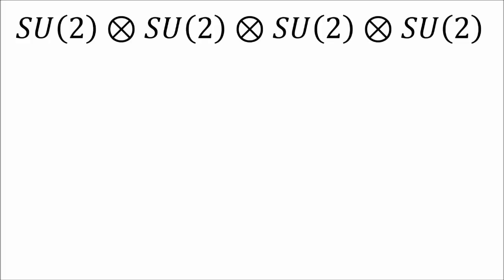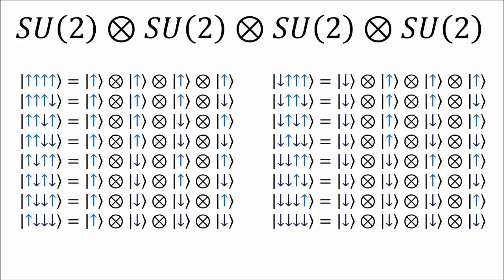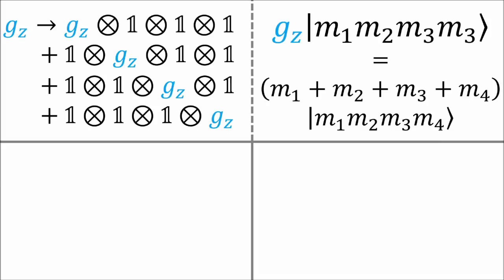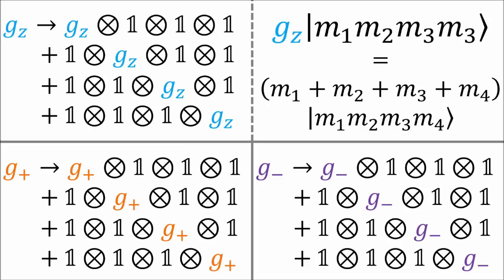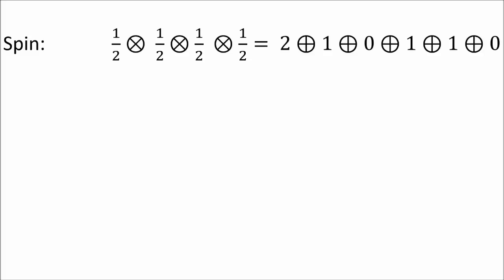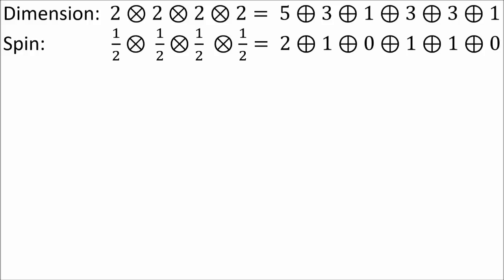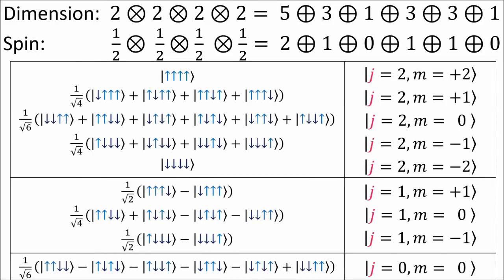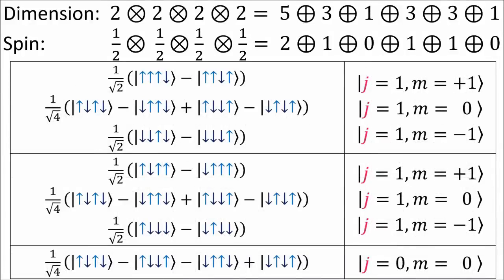We can go through a similar process for the tensor product of 4 spin 1/2 irreps. All of the 4 tensor operators work as you'd expect. I'm not going to go through the details, but this representation decomposes into the direct sum of irreps with spins 2, 1, 0, 1, 1, and 0. In terms of the dimensions, the irreps in the direct sum have dimensions 5, 3, 1, 3, 3, and 1. I'm showing the first 3 irreps here, and the second 3 irreps here.